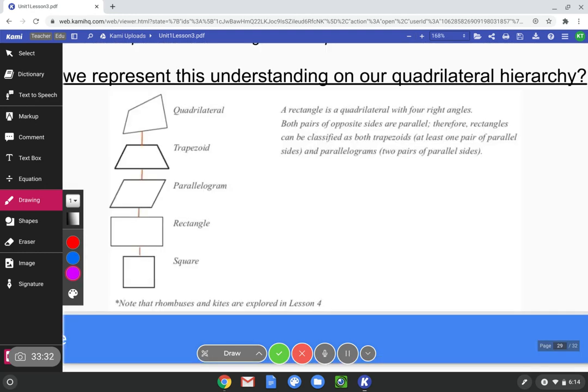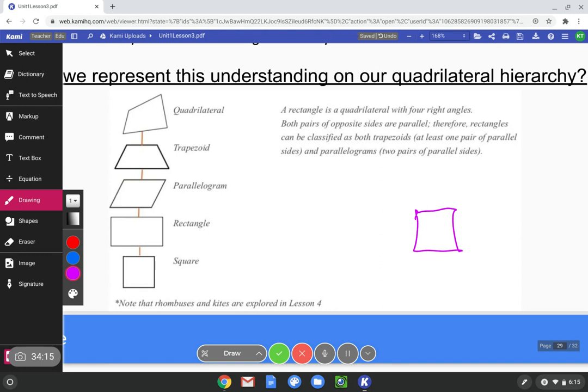So, the quadrilateral hierarchy. A rectangle is a quadrilateral with 4 right angles. Both pairs of opposite sides are parallel. Therefore, rectangles can be classified as both trapezoids, at least one pair of parallel sides, and parallelograms. So notice how we start vague and we get more specific. So pretend we're playing a game and I'm thinking of a shape and you have to guess the shape that's in my head. So let's say the shape that's in my head is a square.